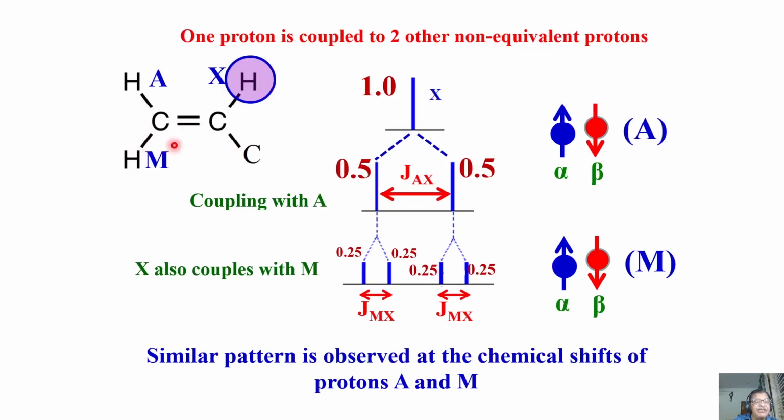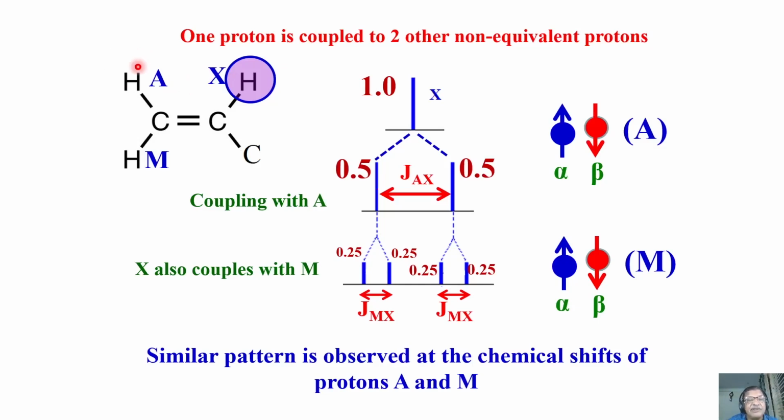And in addition to that, this experiences coupling with A. It is a two-bond coupling, so this coupling is quite large. And then this coupling is quite small. So it is a large doublet, and each of this doublet splits into smaller doublets. So this pattern, again you get four lines of equal intensity, but the pattern is different from this, and this is different from this. Very interesting thing, is it not?